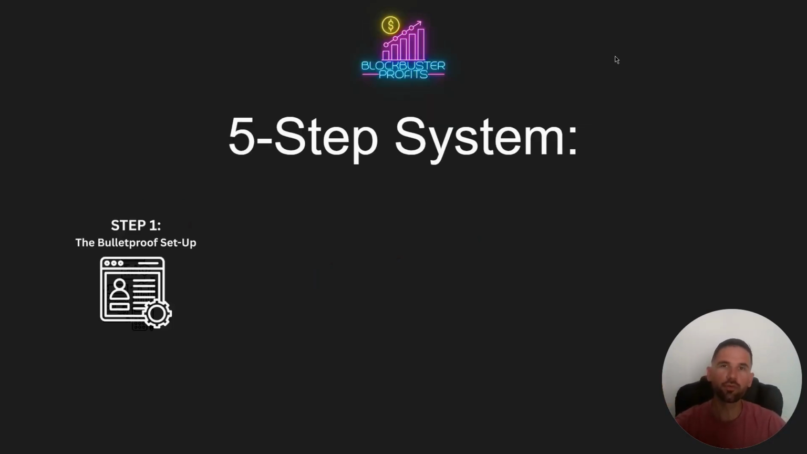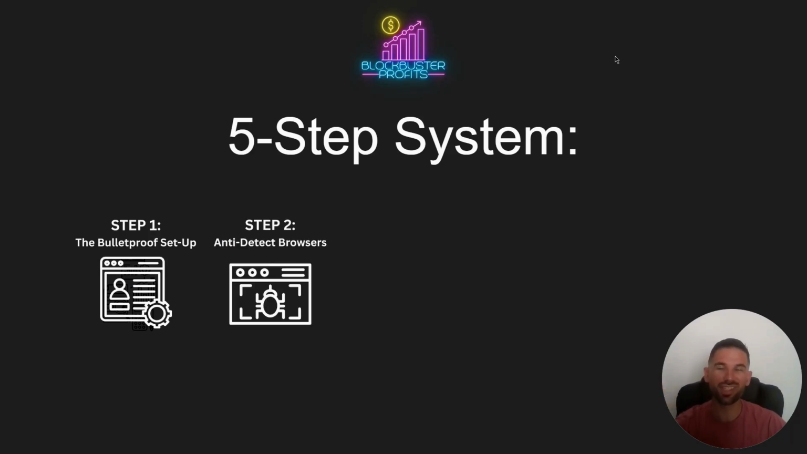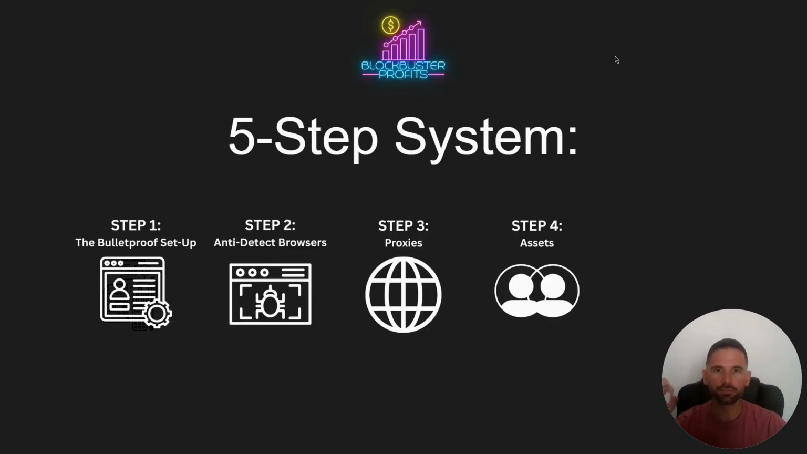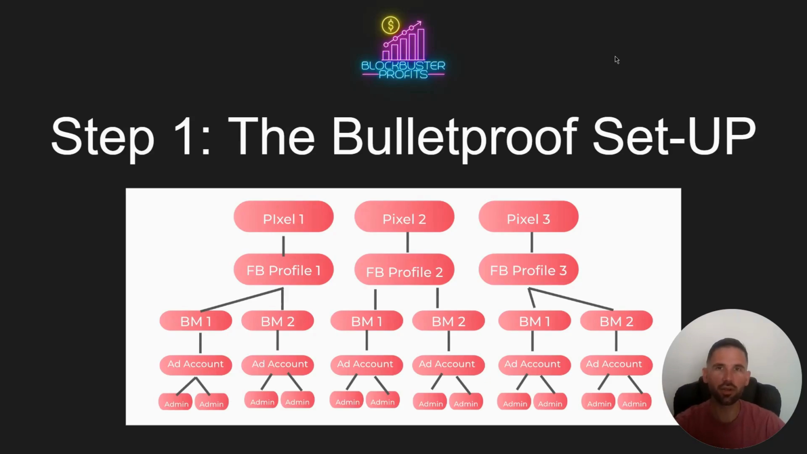What I'm going to be going through in this training today is the 5-step system. So we're going to break it down into 5 steps. Step 1 is the bulletproof setup. This is the actual main setup of your ad accounts and BMs. Step 2 is the anti-detect browsers. Step 3 is the proxies. Step 4 is the assets, which are your Facebook profiles, your fan pages, and your BMs. And then step 5, the actual agency accounts where we're going to run the ads from. So without wasting time, let's get into it.